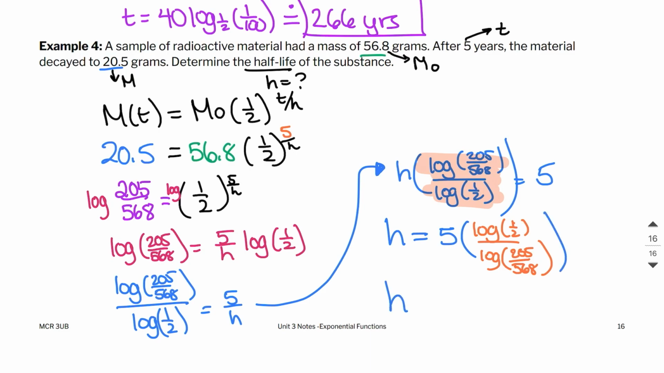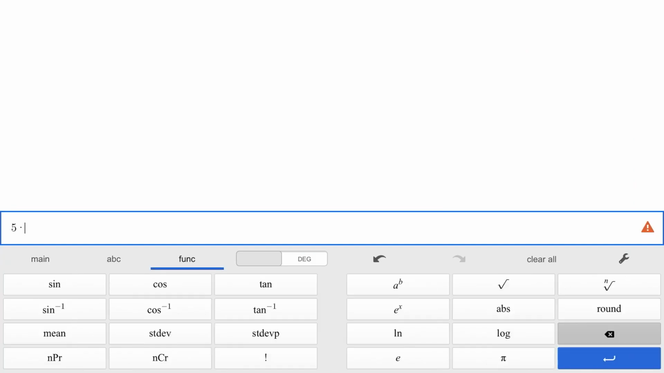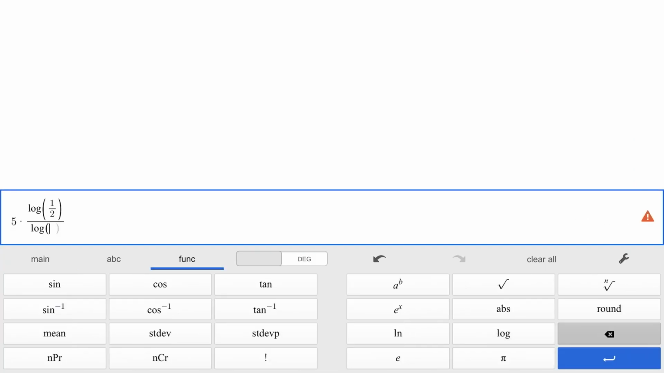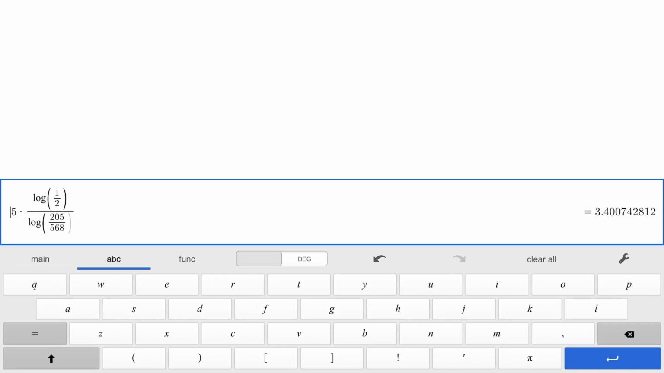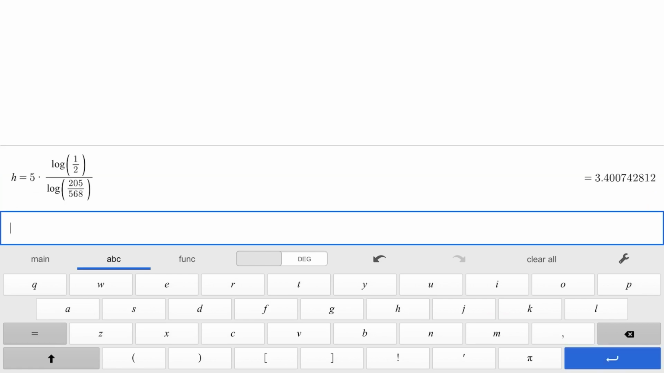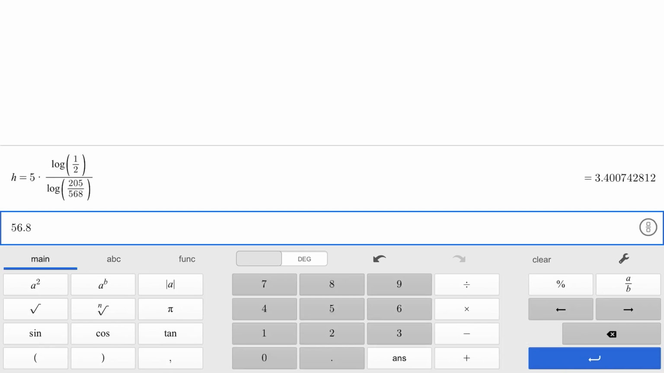So let's go ahead and type that into our calculator and see what we get, and this will tell us approximately how long our half-life is. So here our half-life is approximately 3.4 years, but I'm going to say h equals so we can kind of verify to make sure that this works. So I'm going to test this to see if this is right.